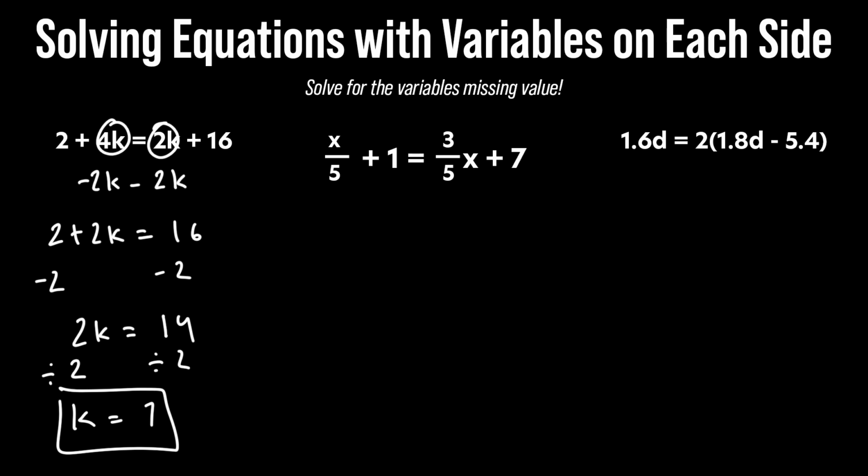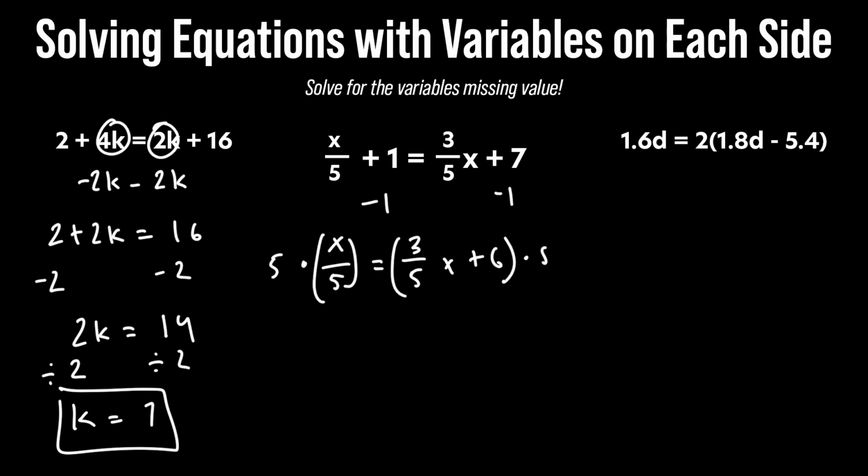The second one's a little more tricky, but let's first subtract 1 from both sides so that we can get rid of the 1 on the left-hand side. So we get x over 5 is equal to 3 over 5x plus 6. Now you might notice that both of these numbers here have a denominator of 5. How can we get rid of that? Let's multiply everything by 5. The left-hand side by 5 and the right-hand side by 5.